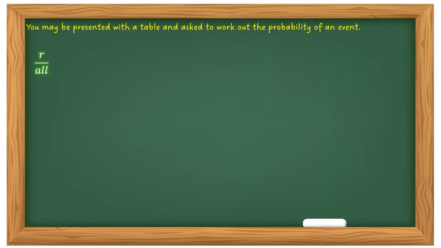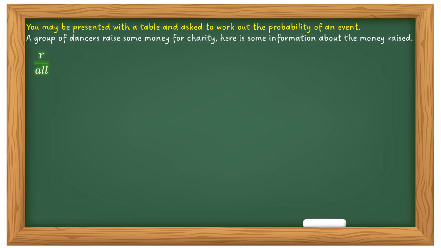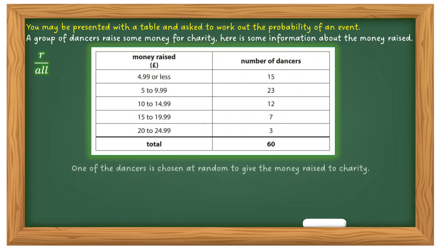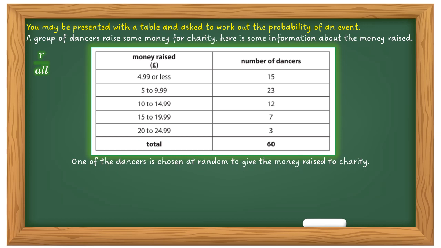You may be presented with a table and asked to work out the probability of an event. Okay, now a group of dancers raised some money for charity. Here is some information about the money raised, and you can see you could be presented like this. Okay. Now one of the dancers is chosen at random to give money raised to charity. All right. What is the probability that this dancer raised money is less than £10?